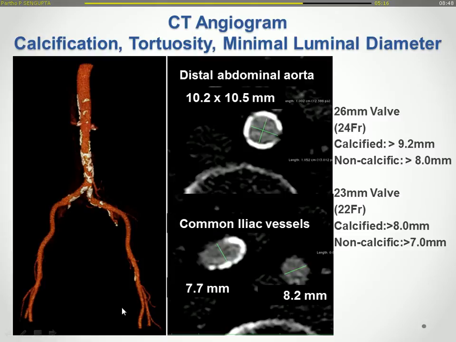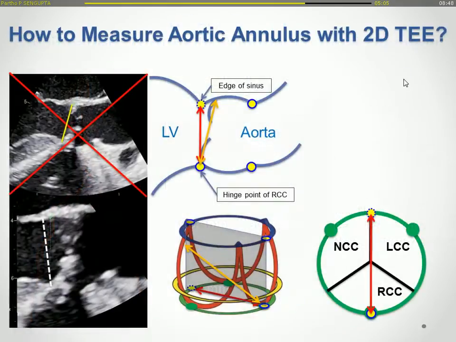Wherever you may not have a site available for vascular access, you might have to consider a transapical or a direct aortic implantation for TAVRs.